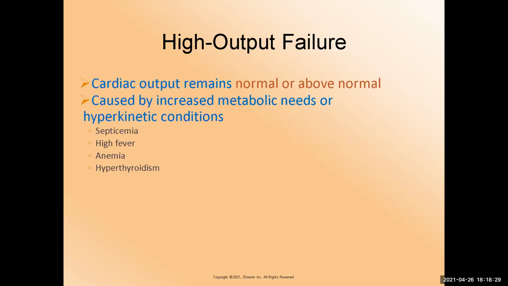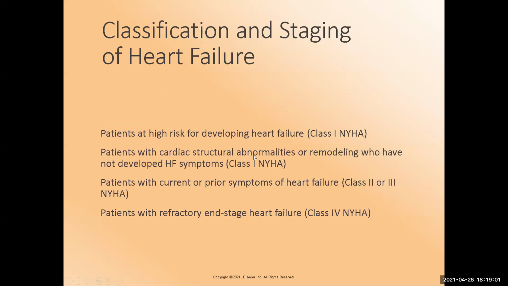High output heart failure: basically, the cardiac output remains normal or even above normal. High output failure is usually caused by an increase in metabolic needs. So think about someone who's septic, someone who has a high fever, someone who's anemic or in hyperthyroidism. This type of heart failure is not as common as the other two types.